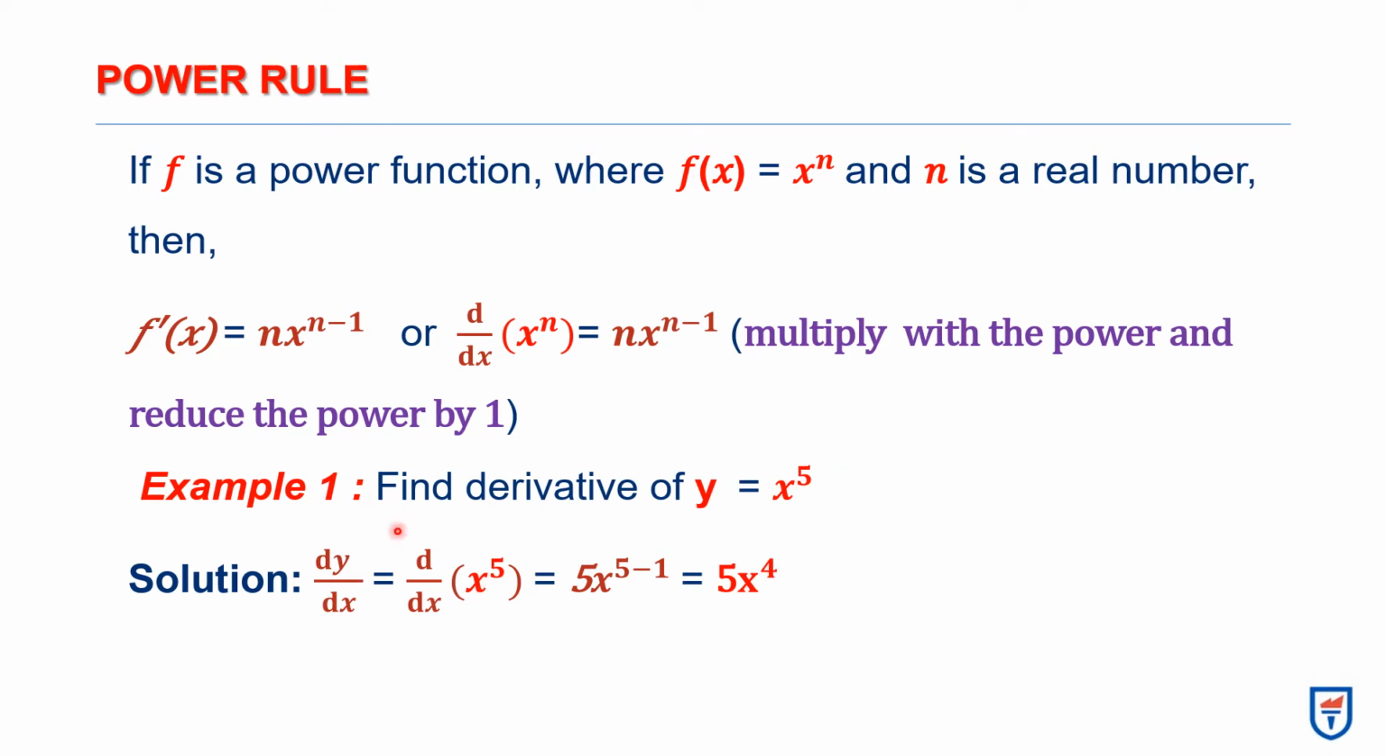For example, this question says, find the derivative of y is equal to x to the power 5. To find the dy/dx of x to the power 5, we need to take the power, which is 5, and multiply, and then we reduce the power by 1. Our final answer is 5x to the power 4, which is the derivative of the function y is equal to x to the power 5.